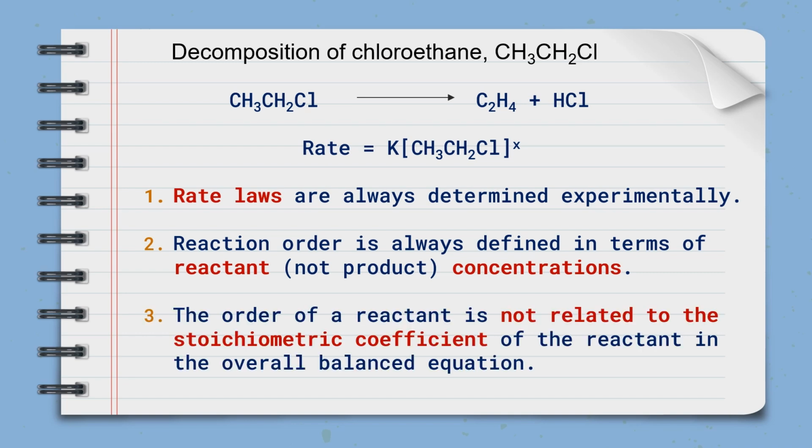The order of the reaction is not related to the stoichiometry. If you look here, we have 1 mole chloroethane, 1 mole ethane, and 1 mole HCl, but the order of the reaction is not related to the stoichiometric coefficient.